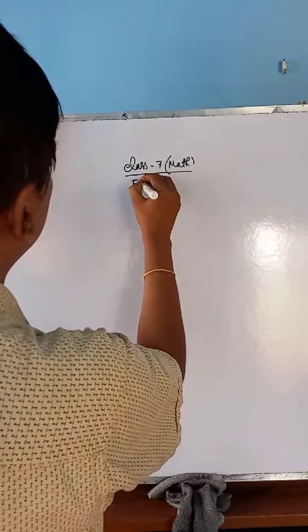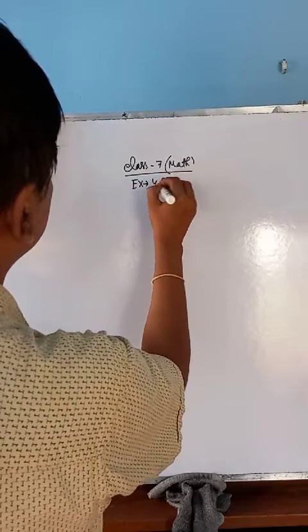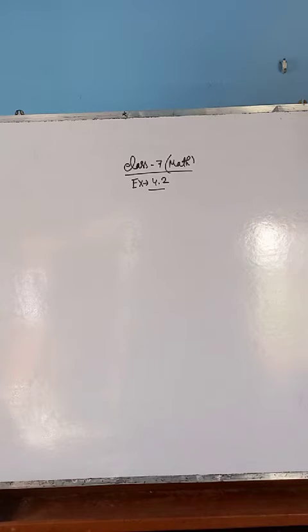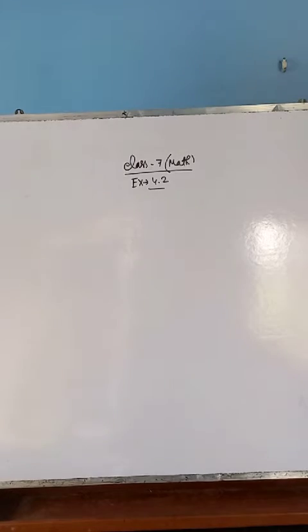Exercise number 4.2. What does the question ask? The question asks: find the cube root of the following number by the prime factorization method. You already know the prime factorization method; I will not discuss it again because I have discussed it several times in the first chapter. You can do the factorization of the whole part and get the answer from there.